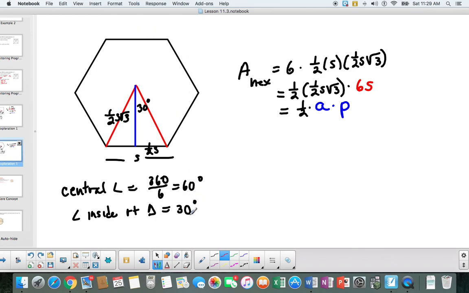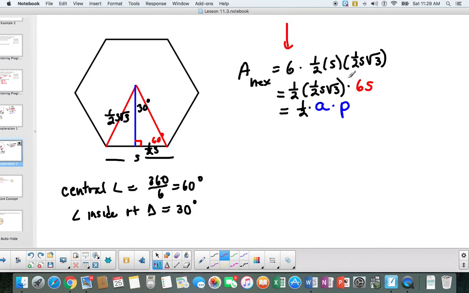I'm going to take half of that angle, and that'll be the angle inside. Now this is a 30, 60, 90 triangle. If this length here is S, half of it will be 1/2 S, and that's the short leg. Now the long leg will be √3 longer, so this is going to be 1/2 S √3. I'm going to have 6 of these triangles, so here's the 6.